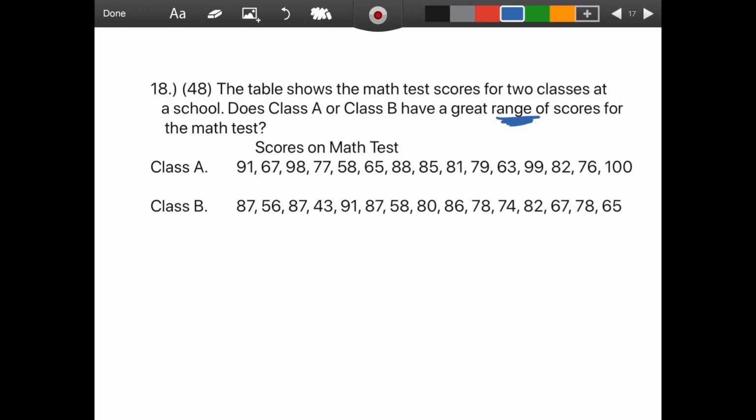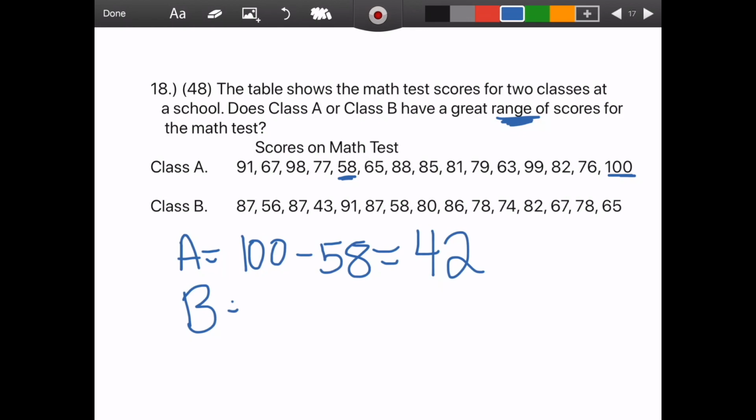So let's just look at class A right now. It looks like 100 is their biggest number. And their smallest number, they're not in order right now, but if we look carefully, it looks like it is 58. So the range of class A is 100 minus 58, or 42.